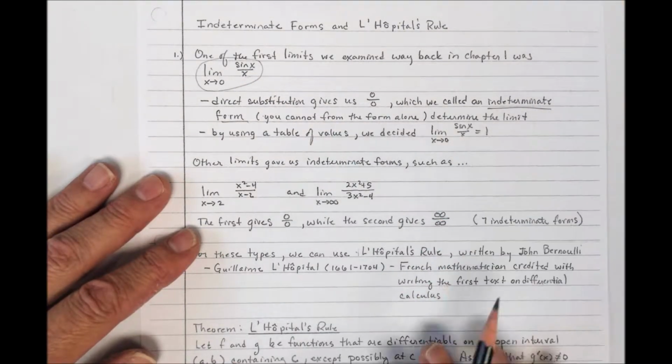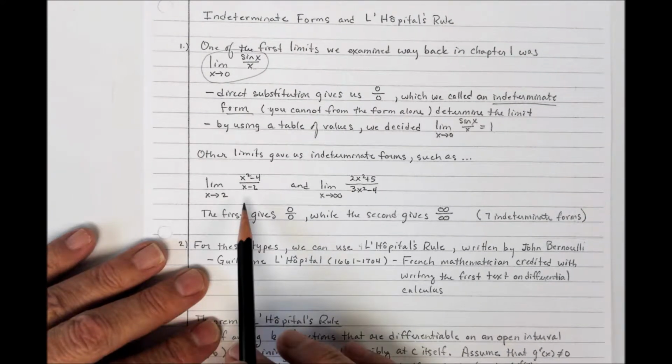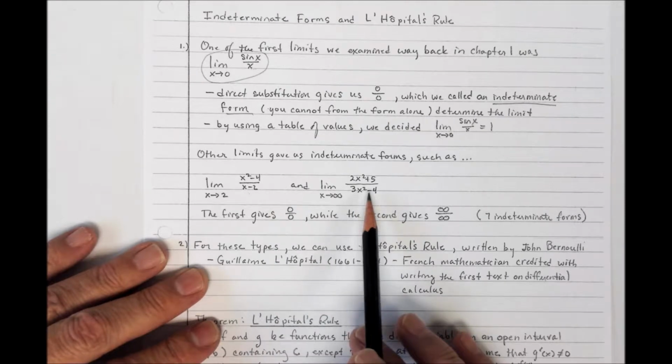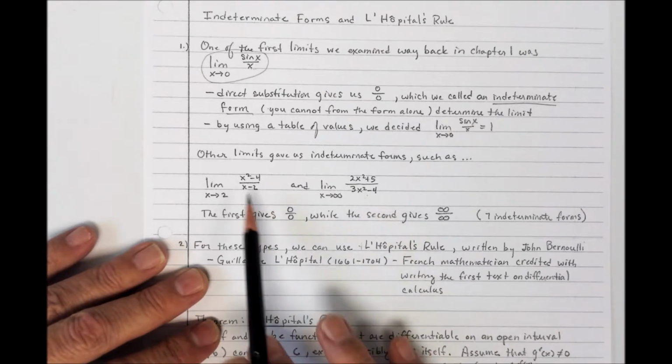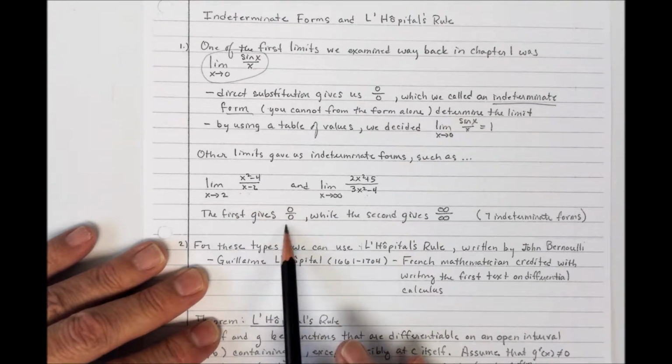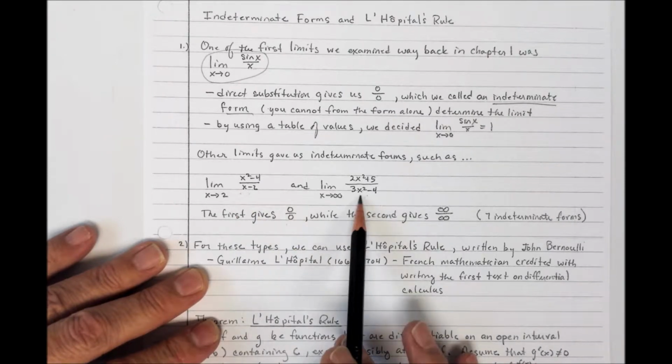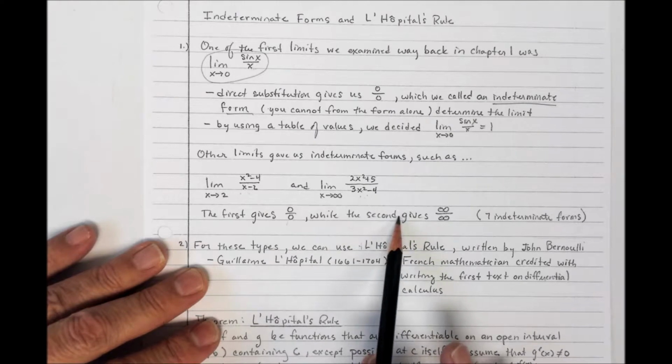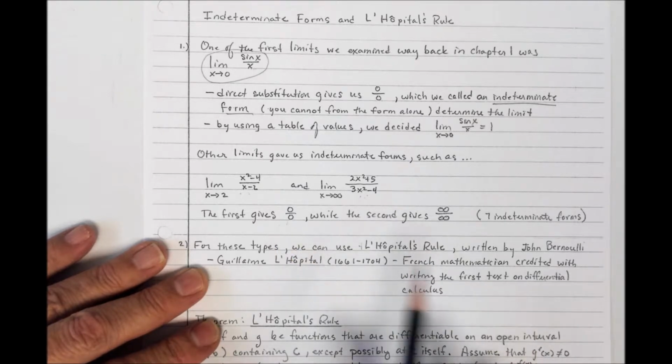Now, we had other limits that gave us indeterminate forms, stuff like this, where we did an algebraic trick, or stuff like this, where we did an algebraic trick to try to evaluate them. This one would use direct substitution, would give us 0 over 0. This one would give us infinity over infinity. And both of these are indeterminate forms. There are 7 different kinds of indeterminate forms. But these two especially are the two that could pop up in the AP, so I want to make sure that you understand how to go about solving this.